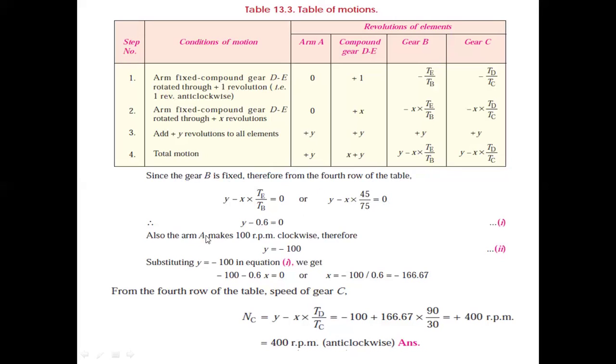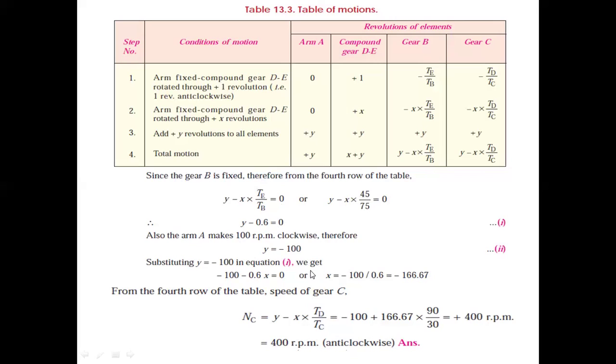And your arm, Y indicates what? It means your arm is having 100 RPM clockwise. So the value of Y is known. Putting the value of Y in this equation, you will directly get the value of X. Because this is Y, right? So by substituting the value of Y in this first equation, you will get the value of X.